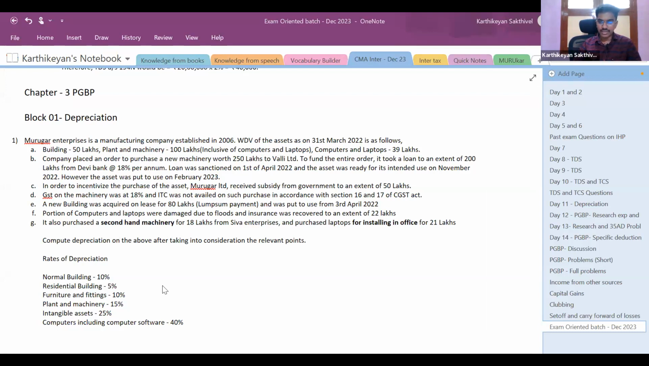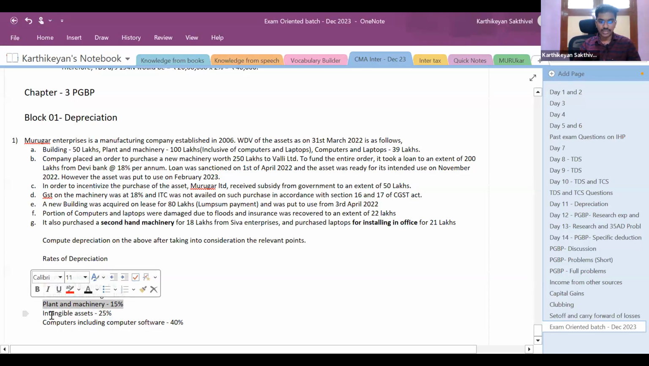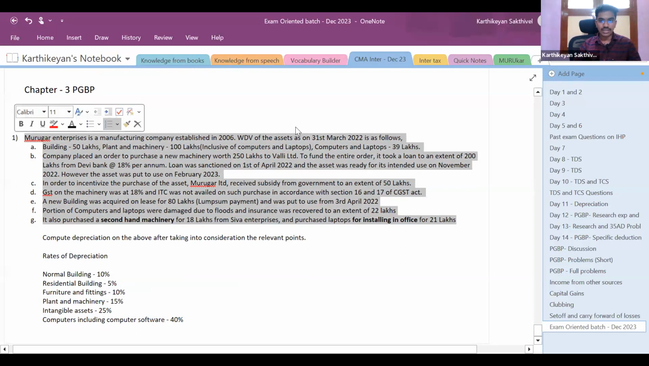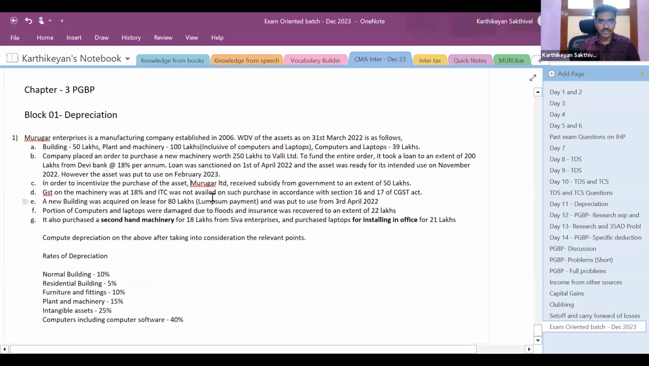If something else is asked, let us assume it will be given in the question, right? So in the rates we'll always remember: normal building 10, furnitures and fittings 10, residential building 5, plant and machinery 15, intangible 25, computers including computer software 40, right? So based on this, solve this question. This question might not be tested in exam, but the knowledge which we gain from this question is required for solving all the examination problems.